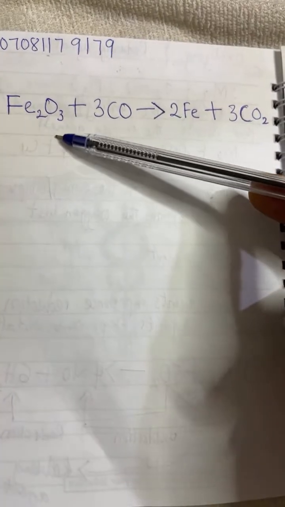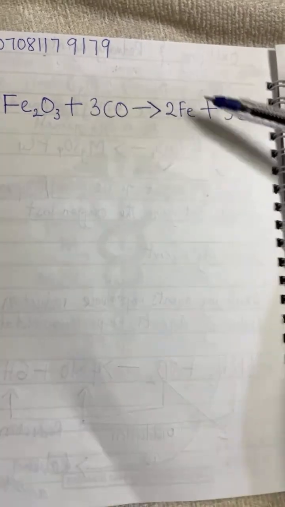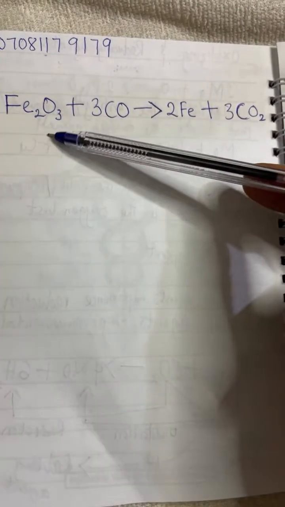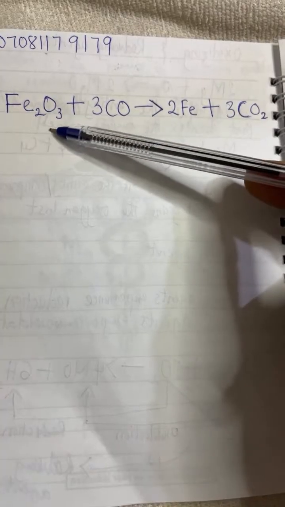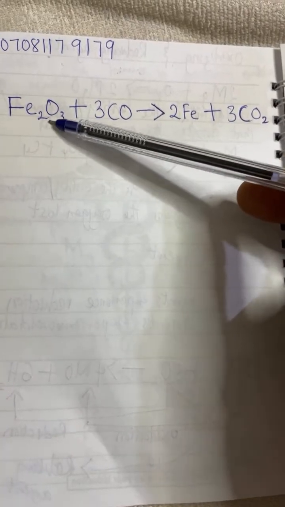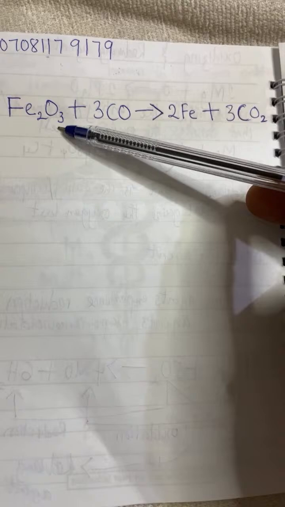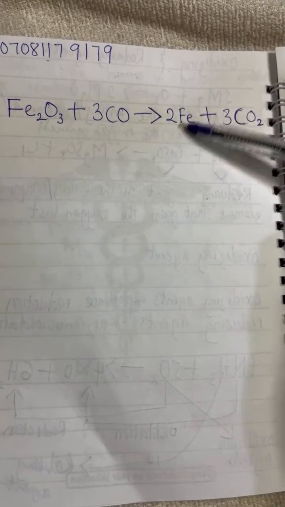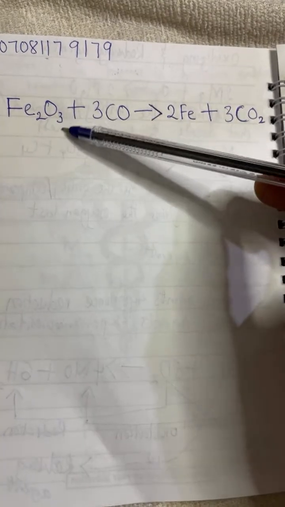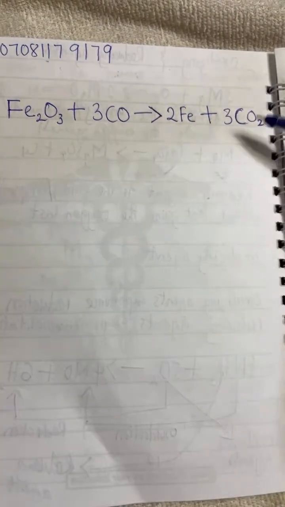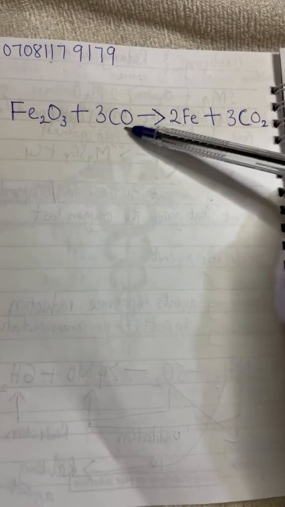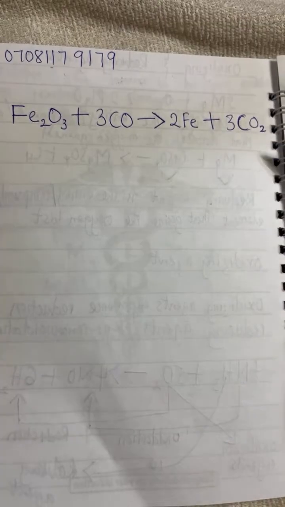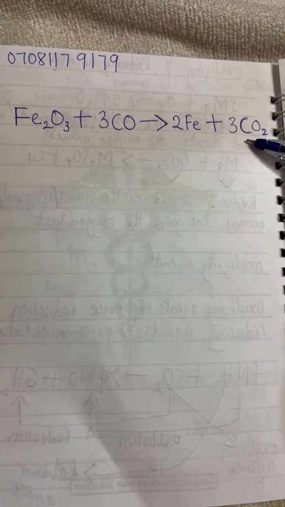Here we have Fe2O3 at the reactant side, and here we have Fe. That means it has lost oxygen. Fe2O3 has 3 oxygen atoms, and here it has lost them. Now it has just become Fe atom, that's iron atom. It has lost 3 atoms of oxygen to CO, and it made CO become CO2.